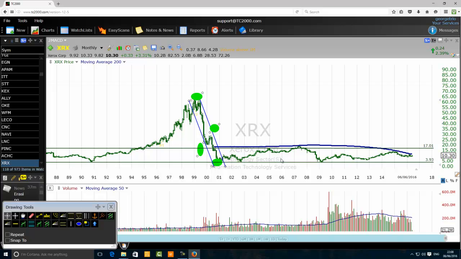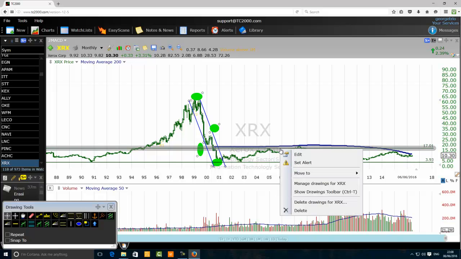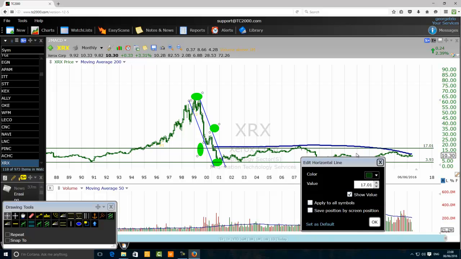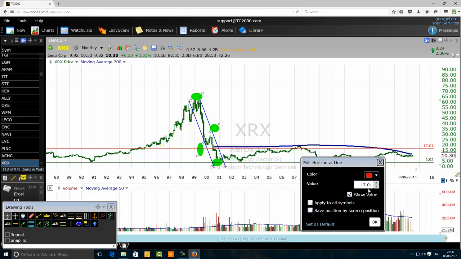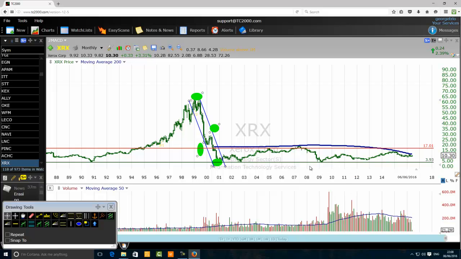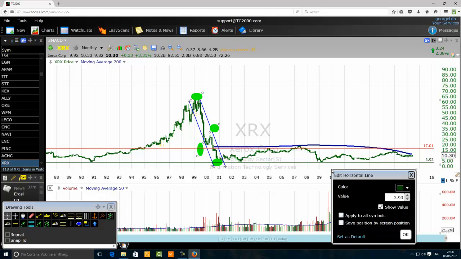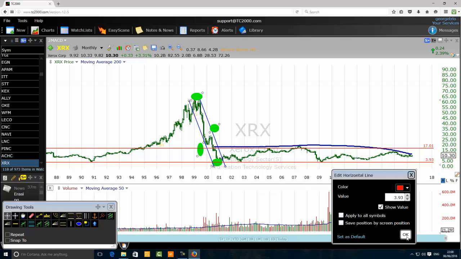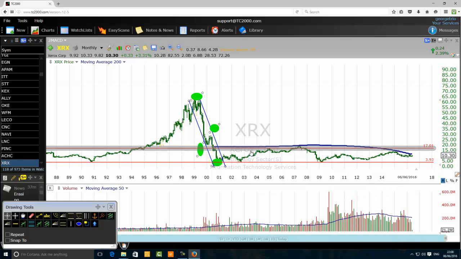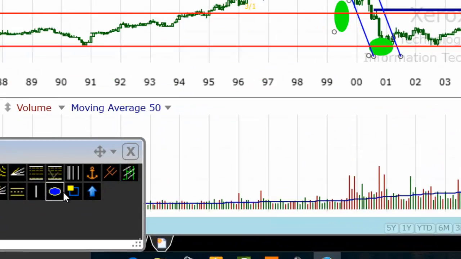showing clearly that this stock was bearish from 1999 to 2001. But look again, this stock is now below the moving average 200. Is it in a declining channel? No, it is in a horizontal channel, which means this stock is not declining and is not rising. We have what we call a balanced market, which means the bullish force is almost equal to the bearish force.